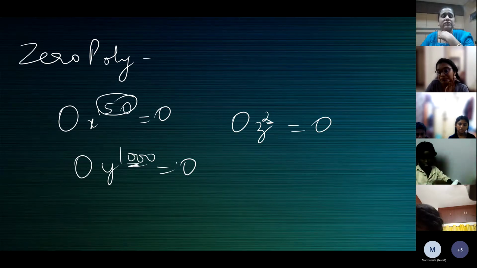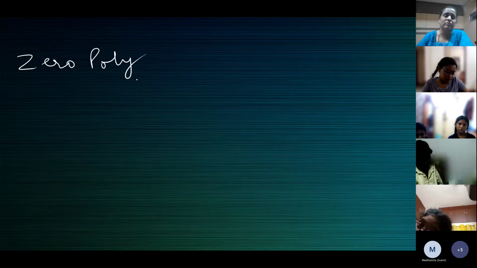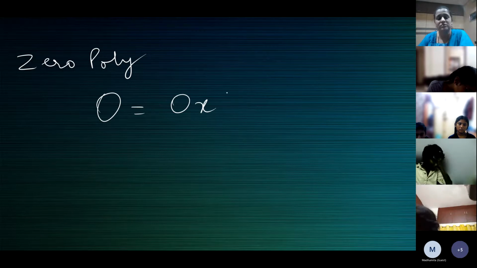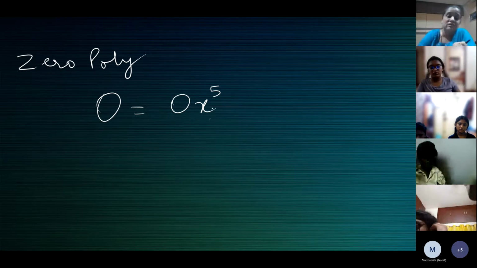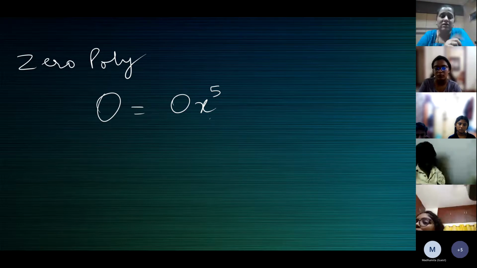Now, how many zeros? The next question is, what we are currently discussing is, how many zeros does a 0 polynomial have? That's the current discussion. Now, when you treat 0 as 0x to the power, say 5, you give any value for x. See, the degree should be one answer, but it can have any number of zeros.